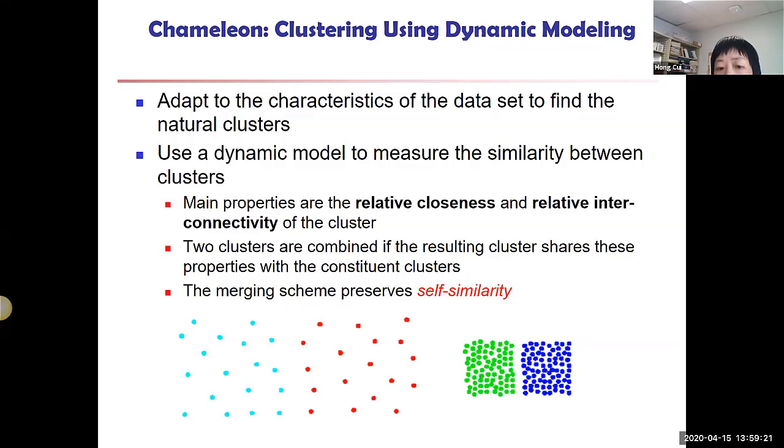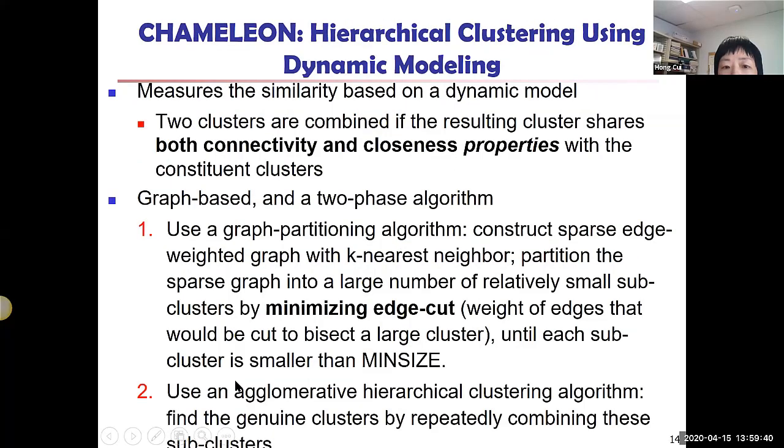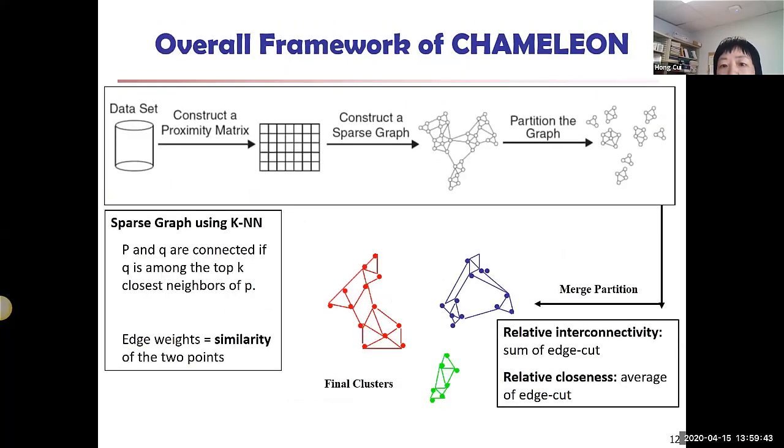The clusters it creates have very similar distribution. It looks at relative closeness and relative interconnectivity of the resulting cluster as compared to the original clusters. Okay, so that's the motivation why Chameleon is different from others.